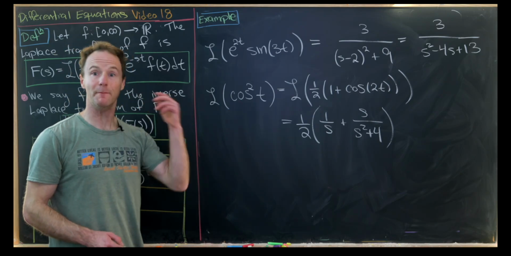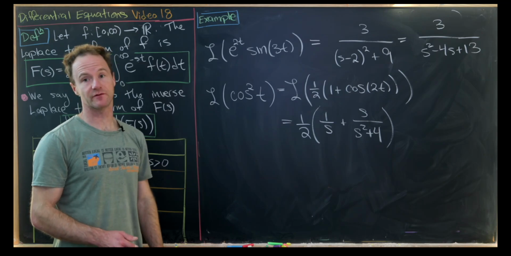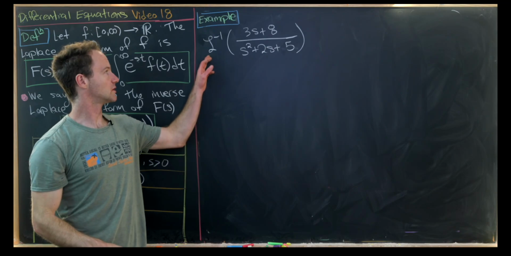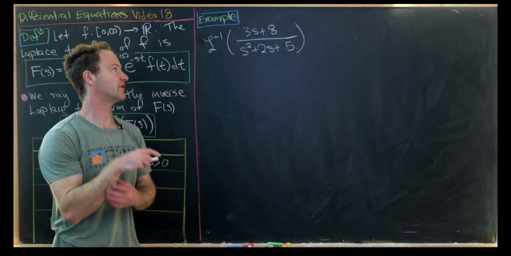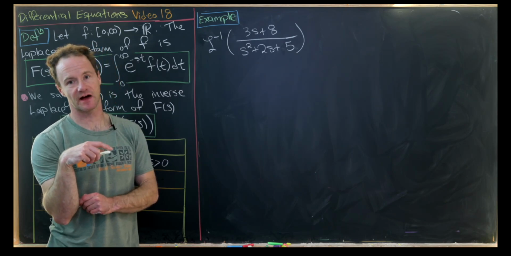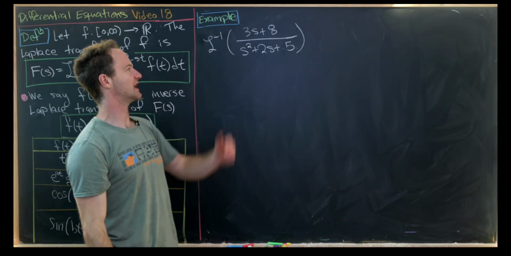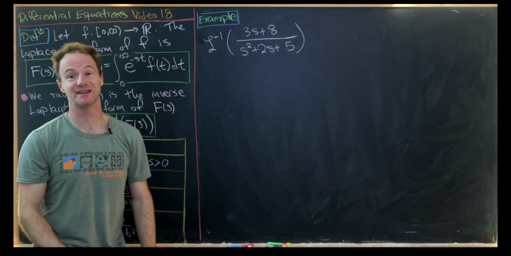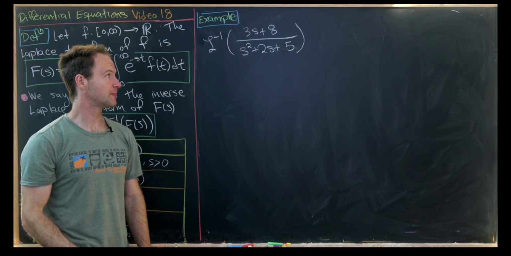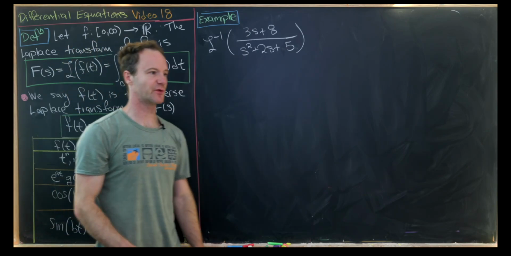Okay, so now let's do a big example where we calculate an inverse Laplace transform. Okay, so let's look at the following example. Our goal is to find the inverse Laplace transform of 3s plus 8 over s squared plus 2s plus 5. I'll just maybe tell you that s squared plus 2s plus 5 does not factor. You can check that by looking at the discriminant though. So that means that it's an irreducible quadratic.